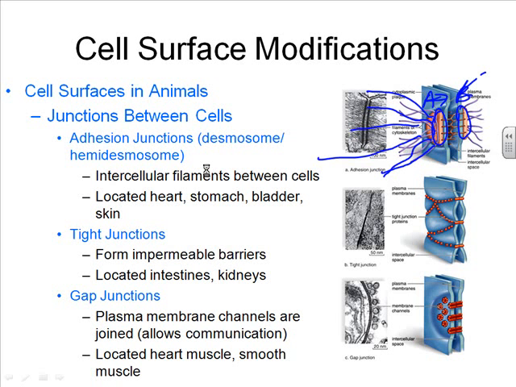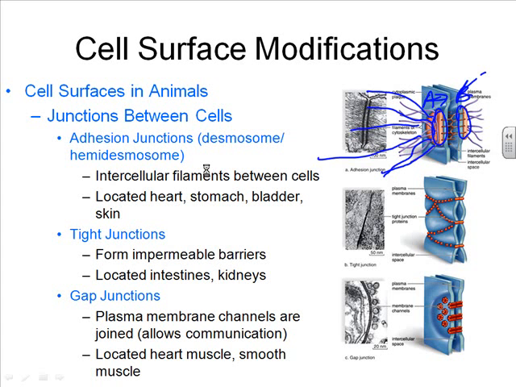Your heart, the stomach, the bladder, the skin, these all undergo great stress. Think about the pulling and tugging we do in our skin, the continual filling and emptying of your stomach and your bladder, and the constant stress the heart is under. We need an adhesion junction or a desmosome to keep those cells snapped together so that these cells are making a tissue. We also have a tight junction.